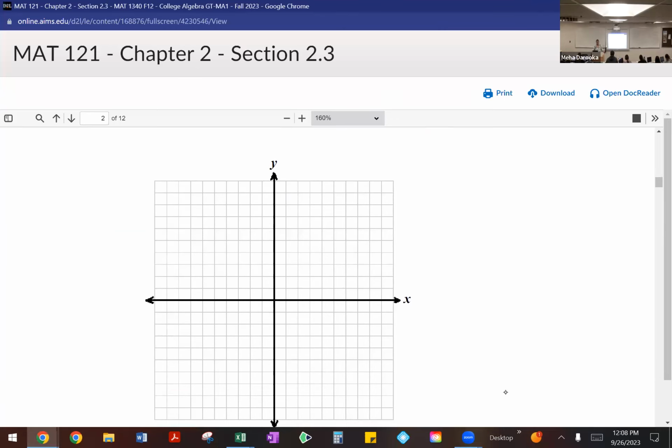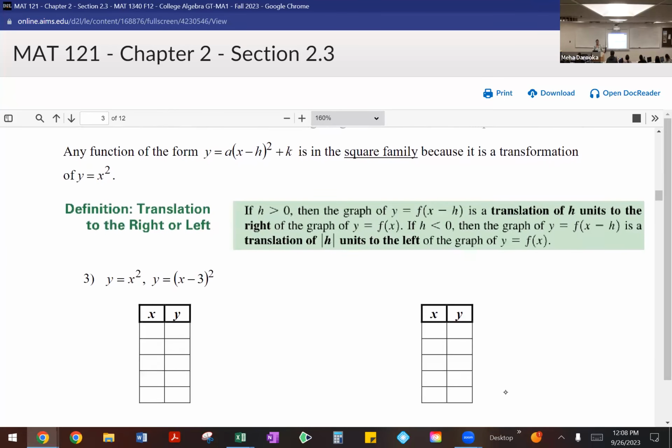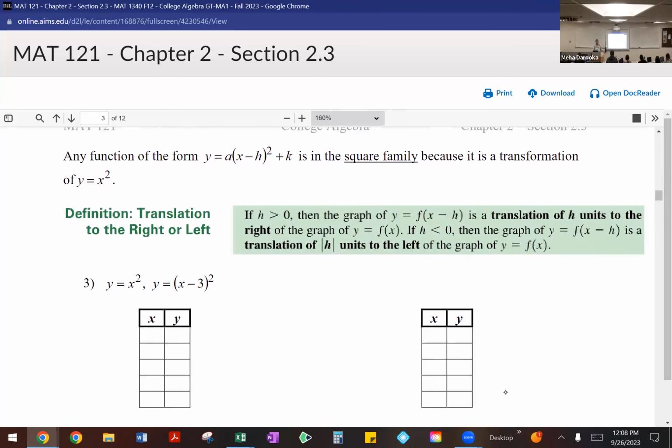Okay. Let's talk about horizontal translation. So again, remember, every time you did a transformation, you created a new member of that family. And that's basically what they're saying. All right, so we've talked about the k value, which makes your graph move up and down. Now we're talking about the h value.